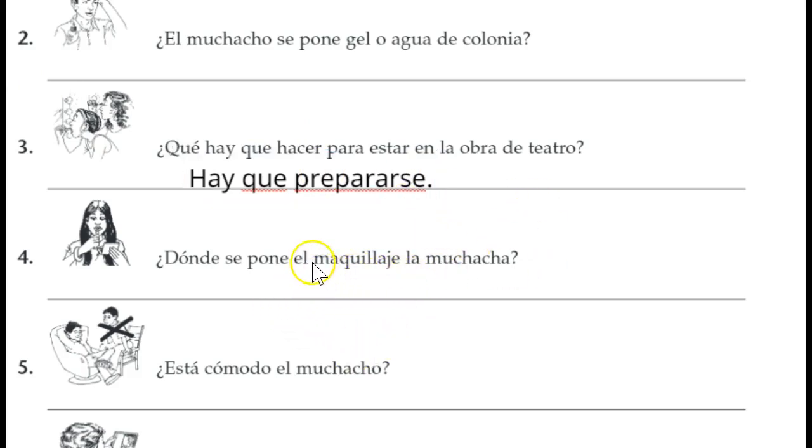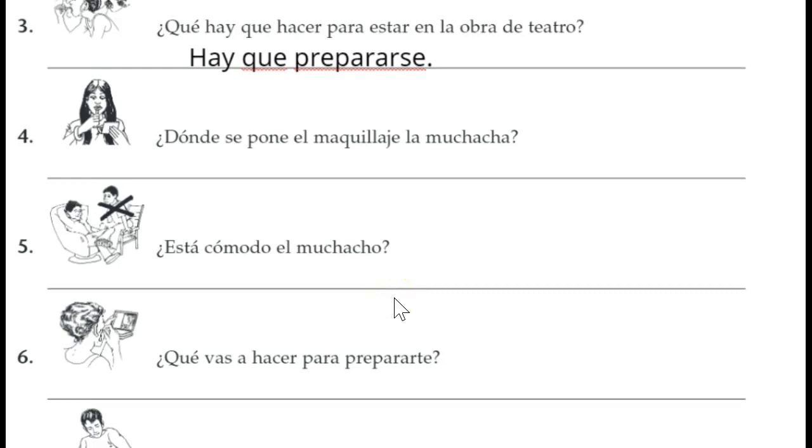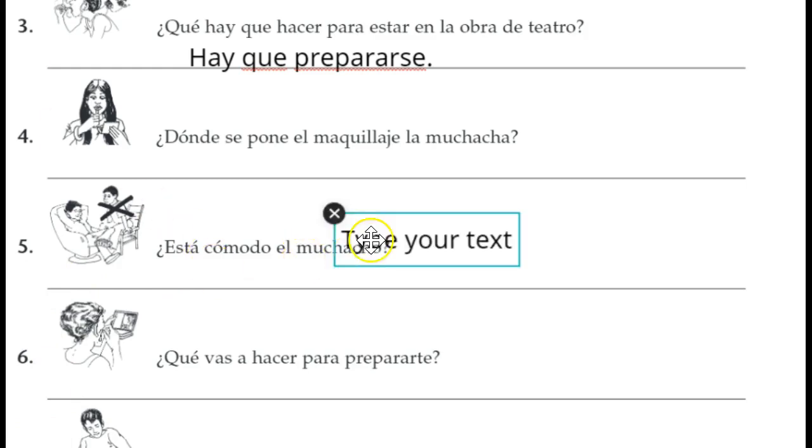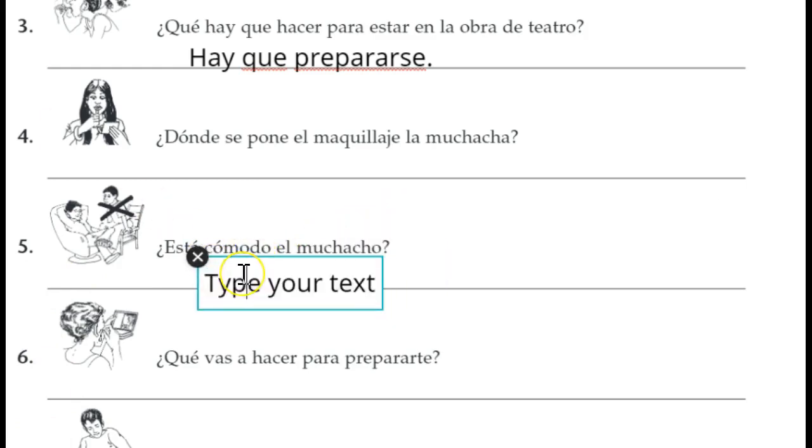¿Dónde se pone el maquillaje la muchacha? Now, el maquillaje is makeup. Where is she putting on makeup? Well, you could say el baño. Right? Se pone el maquillaje en el baño. Está cómodo el muchacho. Is the boy comfortable? Sí, el muchacho está cómodo, ¿verdad? Yes, he is comfortable. Está cómodo. He is comfortable. He's not uncomfortable.